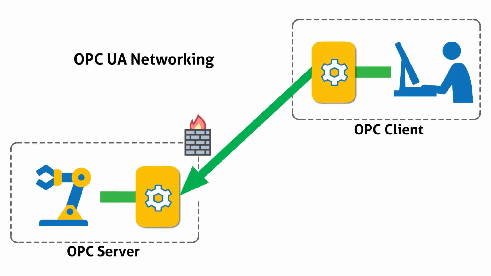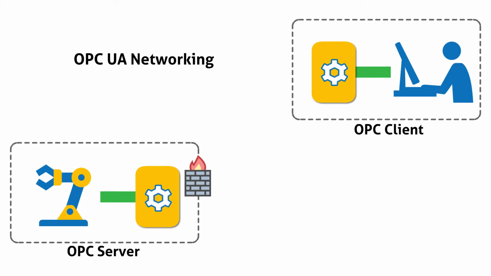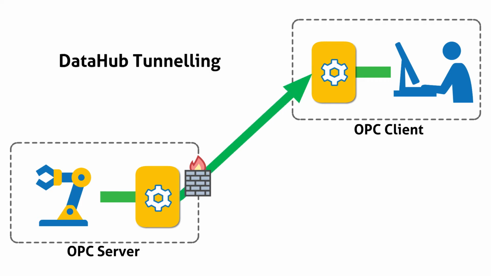Here again, the DataHub takes a different approach. It can switch things around and make outbound connections from the plant to the remote network. Traditional tunnelers simply can't do this. When you make outbound connections, you keep the firewall closed, and closed firewalls are invisible to the outside world. Hackers can't attack what they can't see.